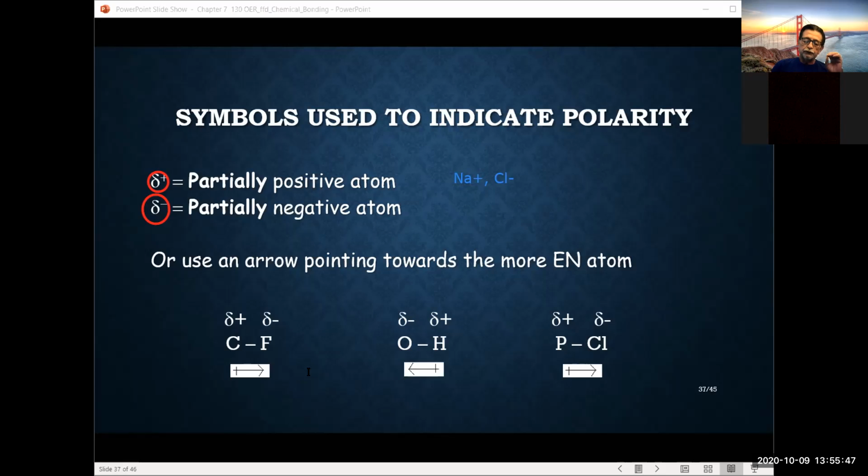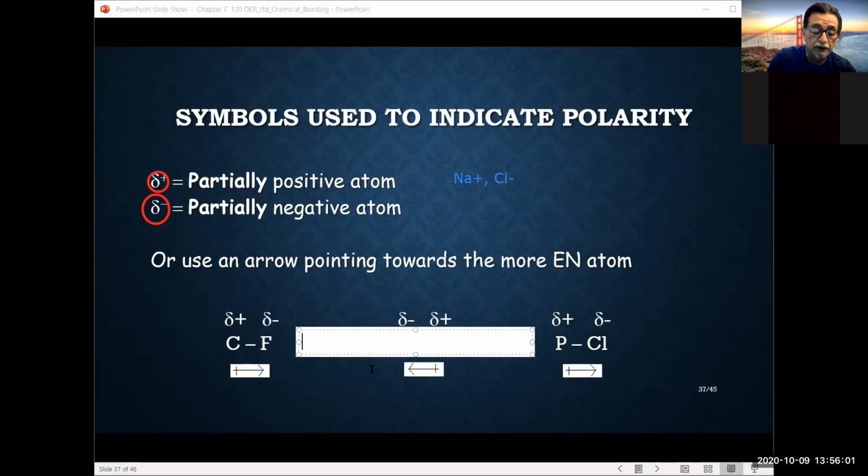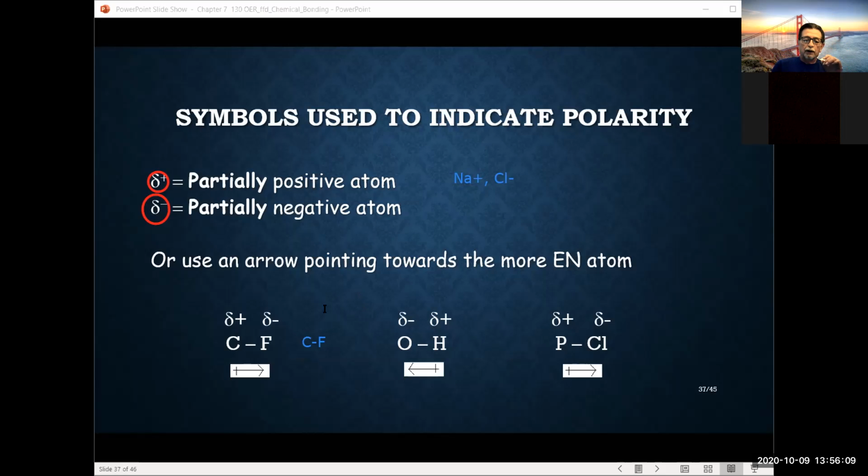Now, this has a big factor. The polarity has a big factor on how molecules behave with each other. Because if we look at another molecule of, say, carbon fluoride, let's say I just put it there. Well, that carbon has a partial positive on the blue bond I wrote. So there's going to be an interaction between the molecules right here.